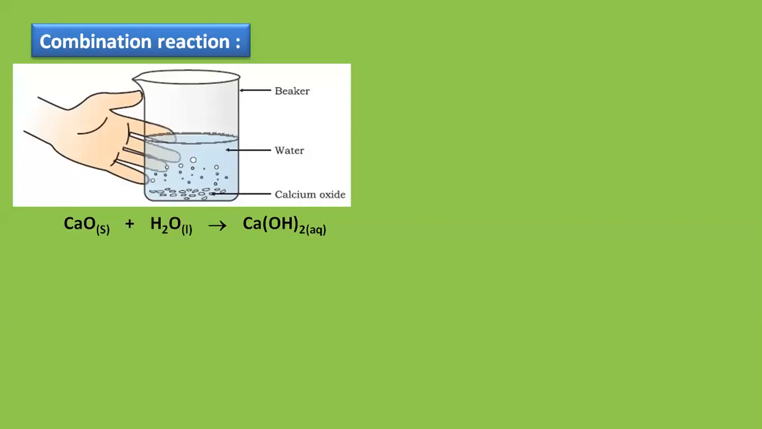Calcium having valency 2, OH having valency 1. When you crisscross, you will get Ca(OH) twice. And the reason for putting OH in brackets is because it's a radical. From the table, we know we have studied something which is called ions and radicals.